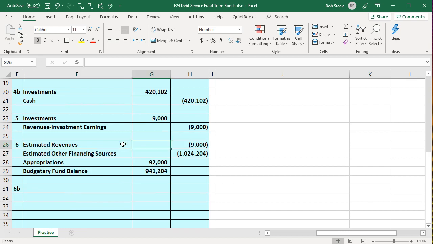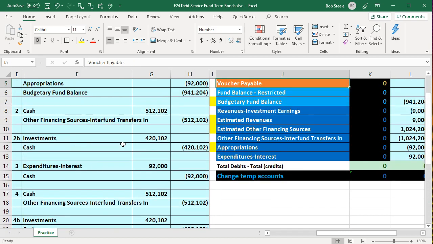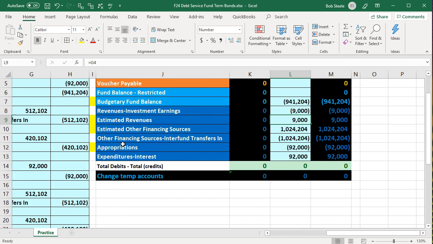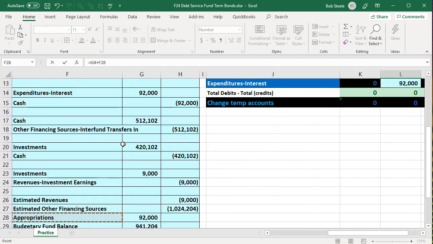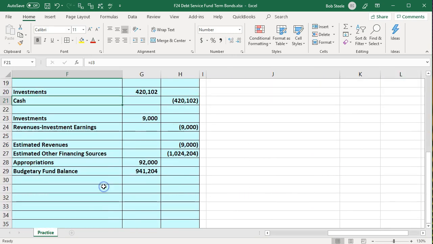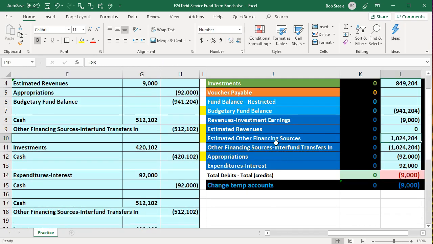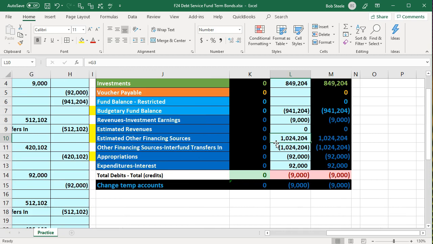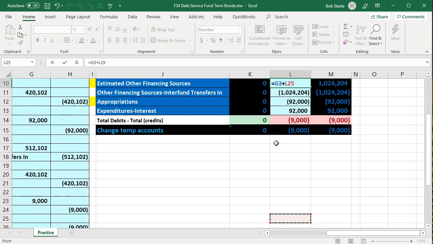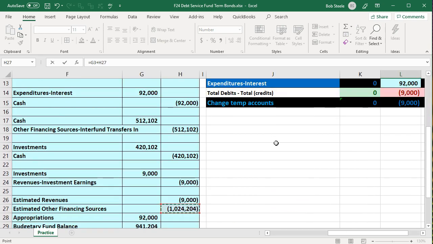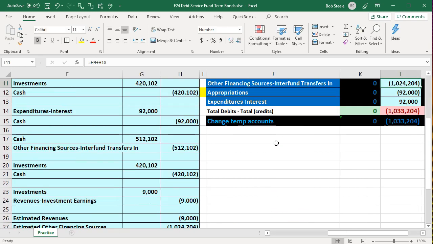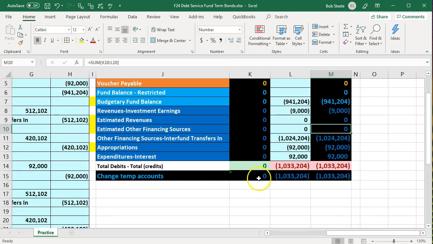Let's record it now. So we're going to go to estimated revenue up top. So estimated revenue is here, and we're going to say F2 plus F2. Scroll down to that 9,000. That should make it go away, go to 0. Then we have the estimated other financing sources. So estimated other financing sources, right below it, we're in cell L10. I'm going to say F2 plus F2. Scroll back down, and we're going to pick up that credit balance and enter. And that should make it go down to 0.